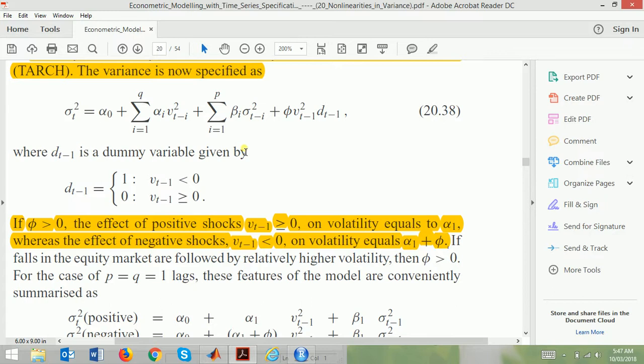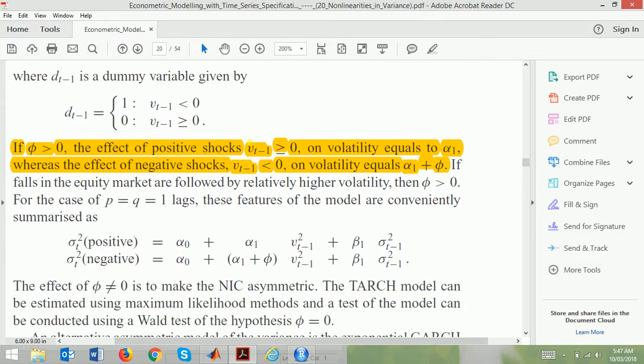The effect of positive shock is captured by alpha 1, and if your lag variance is less than 0, the effect of negative shock on volatility is captured by alpha 1 plus phi. Now there is another important thing we learned. If you're estimating the parameter, we can actually estimate the effect of positive and negative shocks on our parameters. If falls in the equity market are followed by relatively high volatility, then phi is greater than 0. Phi will always be greater than 0.